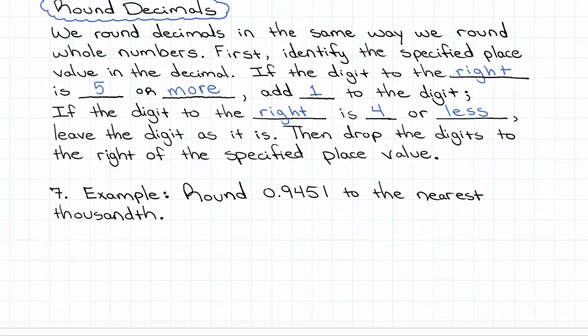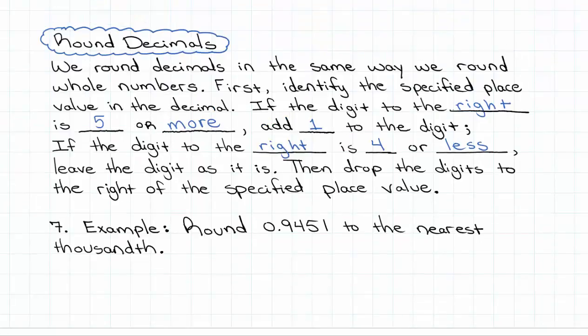Let's do an example. Round 0.9451 to the nearest thousandth. So first thing I'm going to do, I'm going to rewrite that number right here. I need to identify the thousandths place. So this is the tenths, this is the hundredths, this is the thousandths. The 5 is in the thousandths place value.